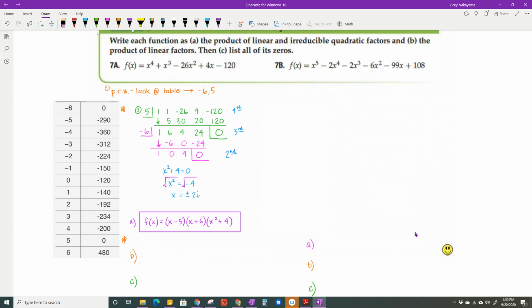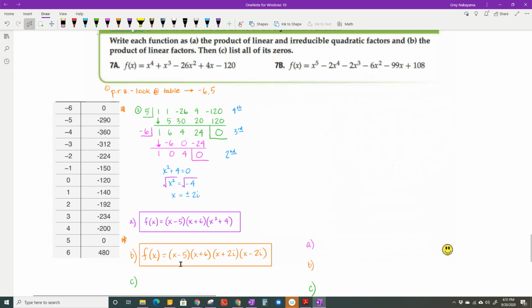Okay? Part B says, give me a product of linear factors. Well, that's where this is going to come in handy. So I'm going to have the same thing I had before. But instead of having x squared plus 4, those zeros, I'm going to have x plus 2i and x minus 2i. So that is how this thing factors. It's the difference of 2 squares, just like we've talked about before, y'all. But because of the i, it becomes plus. Okay? And then last but not least, what are the zeros?